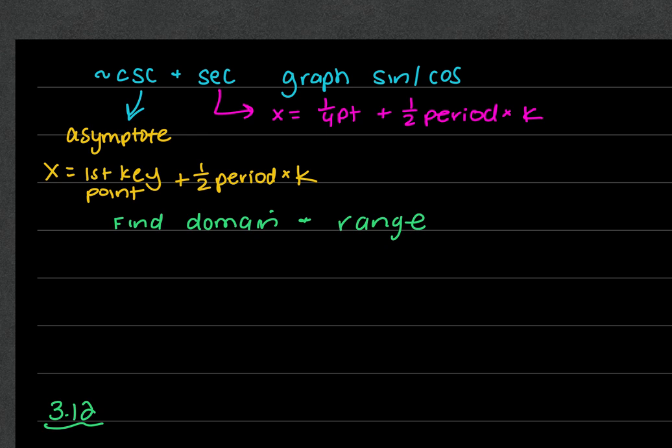On the cosecant curve, which is based on your sine function, the first asymptote happens at 0, or the first key point if there's a phase shift. And then what's different from this one in tangent and cotangent is we add half the period, because there are 2 asymptotes to every sine curve, and there are 2 asymptotes to every cosine curve.